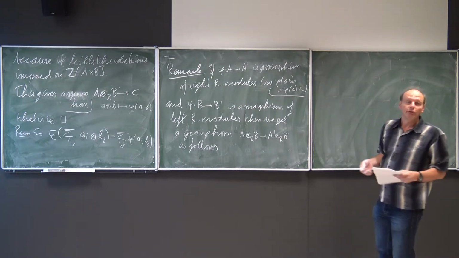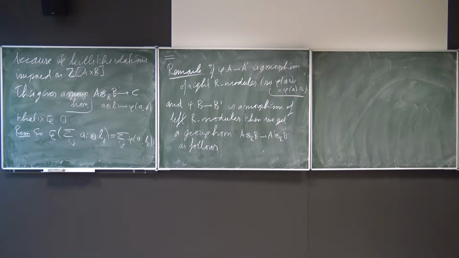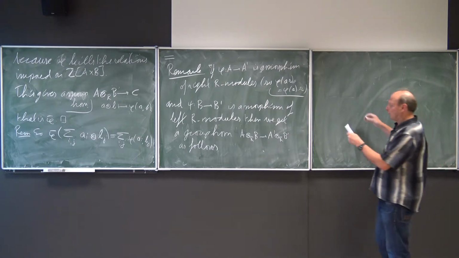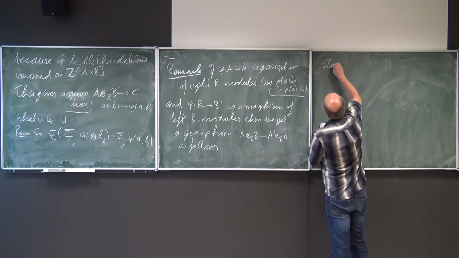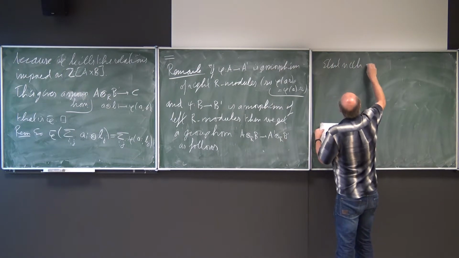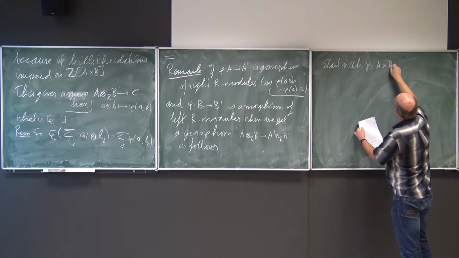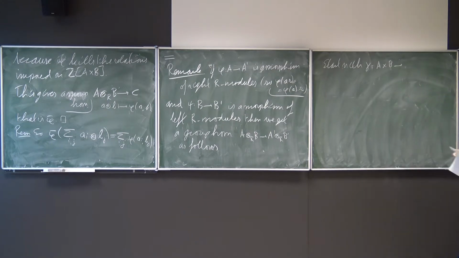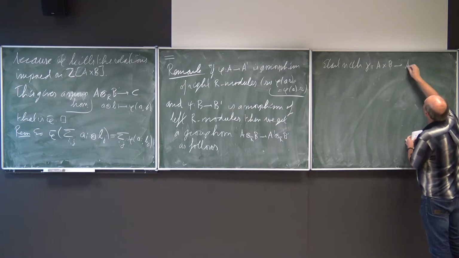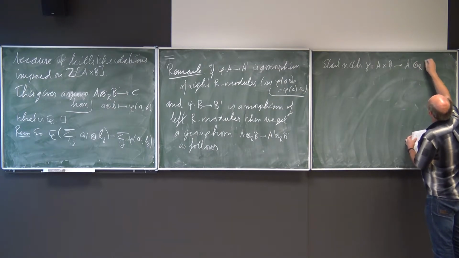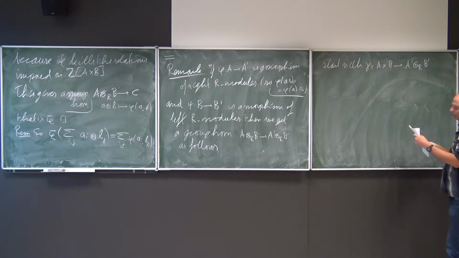Okay, so we want to use this universal property. If you want, you can also just write down in the end what comes out and go through the details. But this universal property basically is there to save you some work. So we start with the map gamma from A cross B to, well, in the previous proposition I need a map from A cross B to an abelian group. So the abelian group will now be A prime tensor over R with B prime.